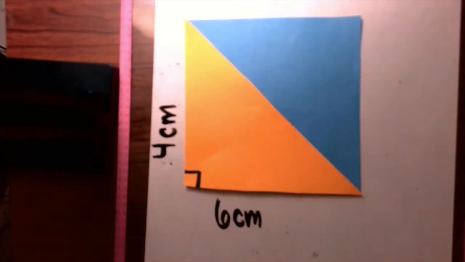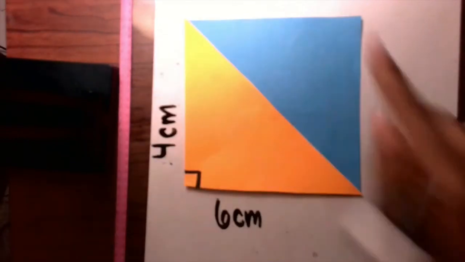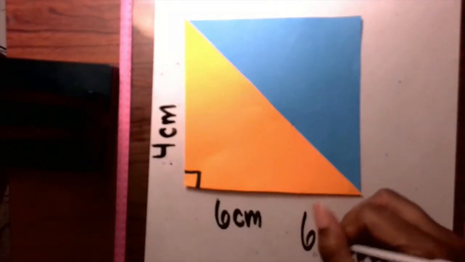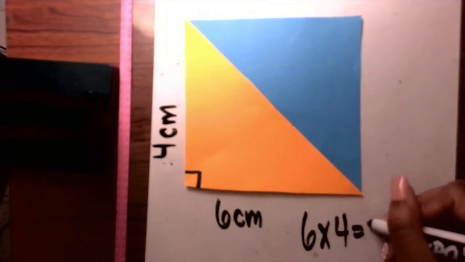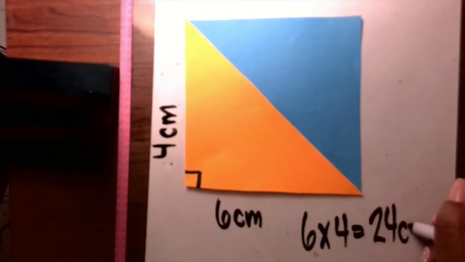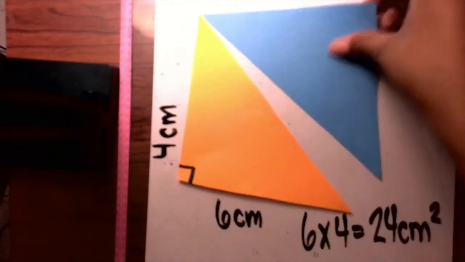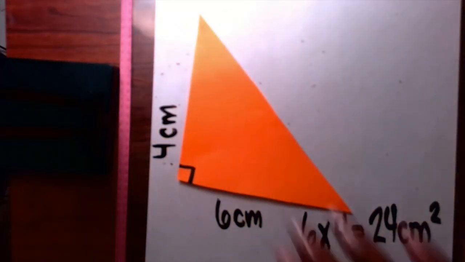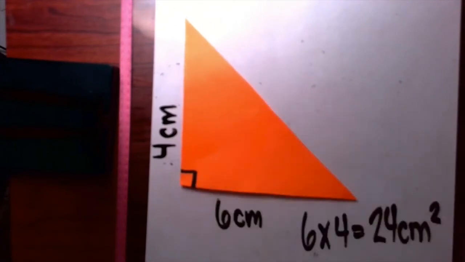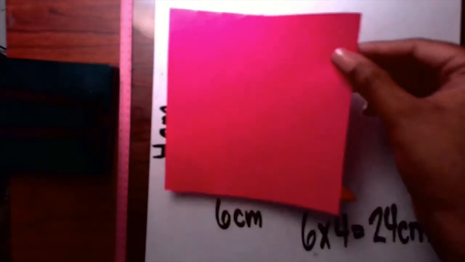to the triangle I already have, I could say that the area of this now rectangle would be 6 times 4, which equals 24. And we're talking about area, so it's centimeters squared. But we're not finding the area of a rectangle, we're finding the area of a triangle, which is half of that rectangle. If you can't see it that way, then take a look at it this way.